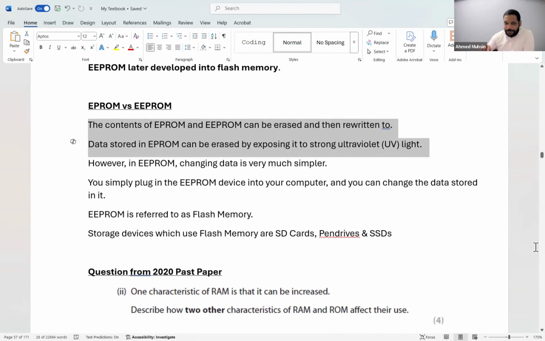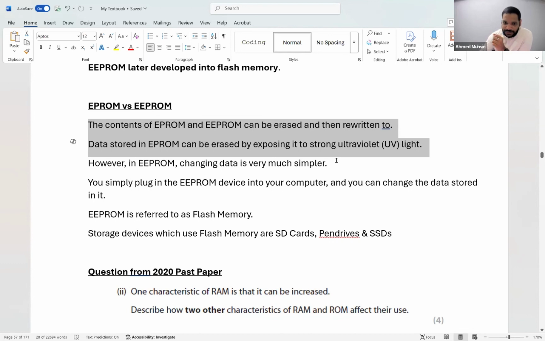The contents of EPROM can be erased and written to. The data in EPROM, you can modify it. But listen carefully here. What does the next one say? Data stored in EPROM can be erased by exposing it to strong ultraviolet light. Have you ever used ultraviolet light to modify data in a storage device? You have never heard of it, right?